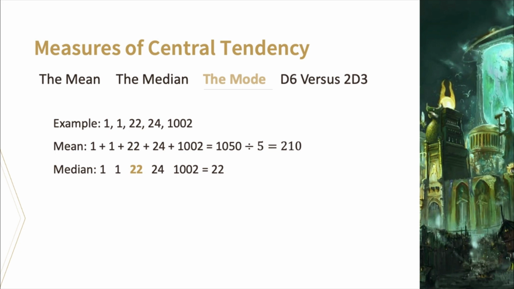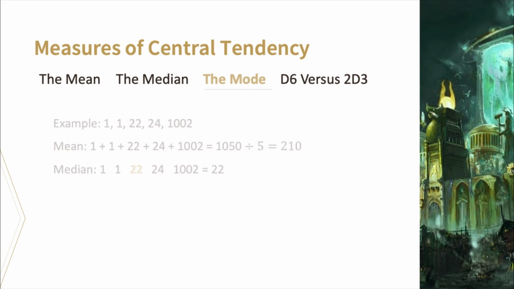Alright, well, what's the median? Well, since we've already sorted them from lowest to highest, and there are an odd number of items, we can simply pick the middle option, which gives us 22. So the median is 22.